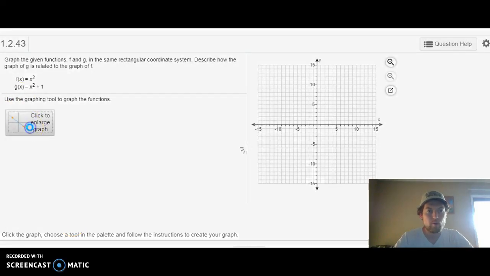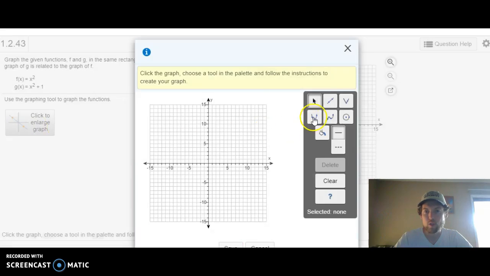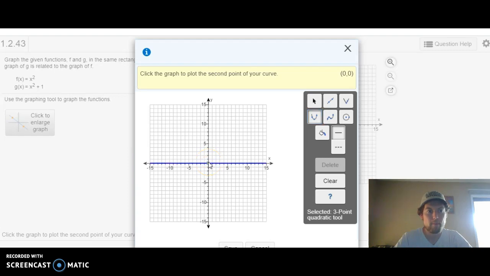So you're right that when you click on this to enlarge the graph, you use that 3-point quadratic tool. So I'm going to graph function f first as an ordered pair at (0, 0). Looks like there's another ordered pair at (2, 4), and another one at (-2, 4).